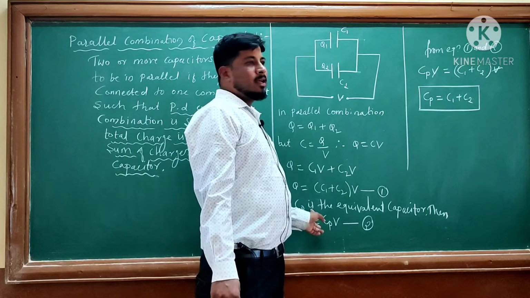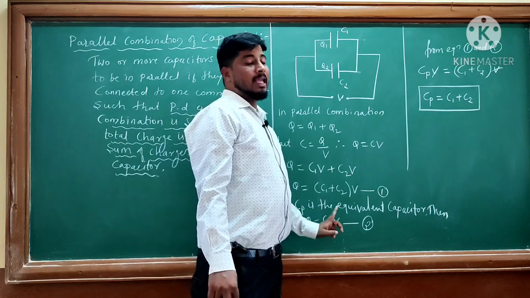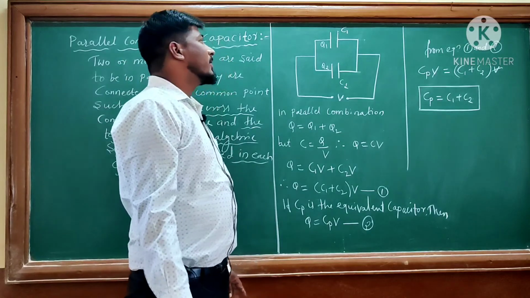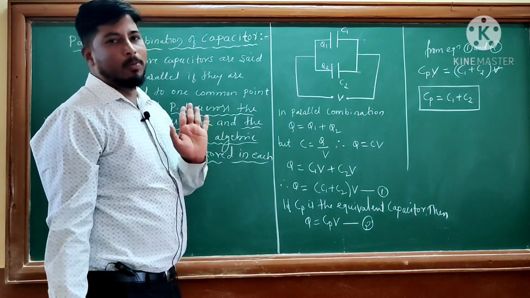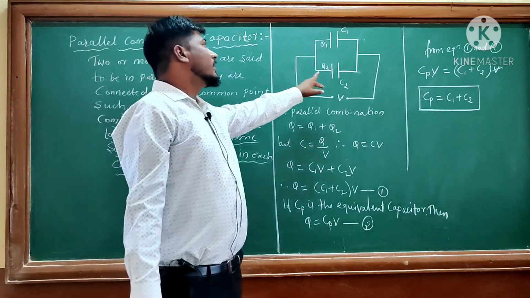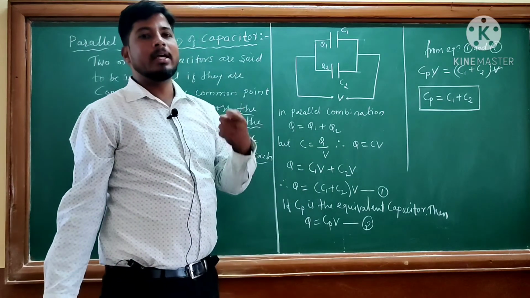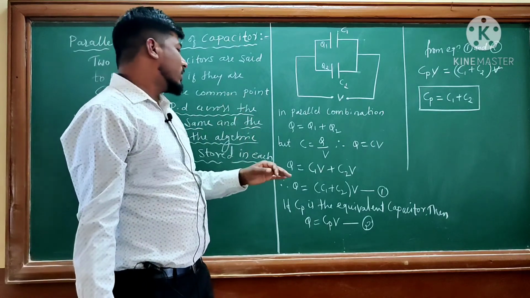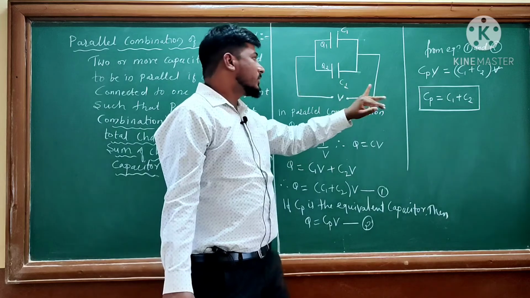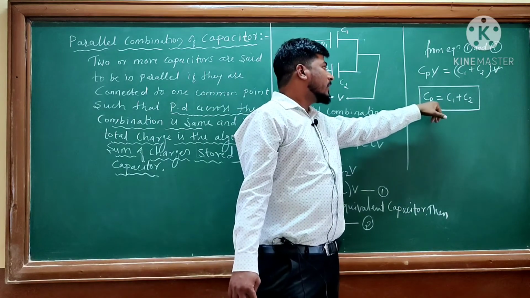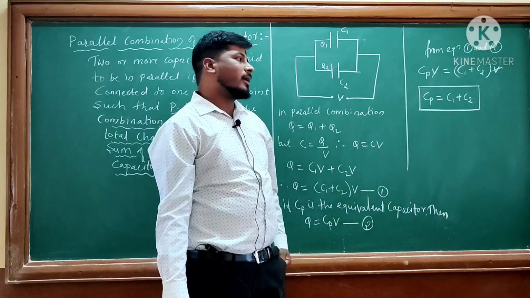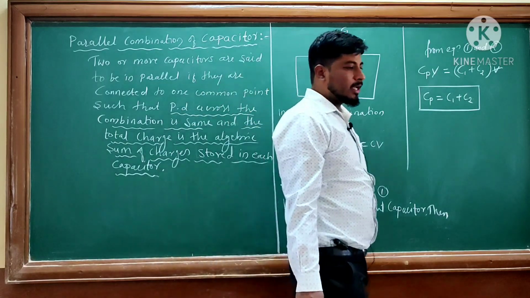As I said in the last class, an equivalent capacitor is a single capacitor which produces the same effect as produced by the combination. Whatever effect is produced by this combination, the same effect can be produced by a single capacitor, that is called the equivalent capacitor. So this is the final expression for the equivalent capacitance connected in parallel combination.